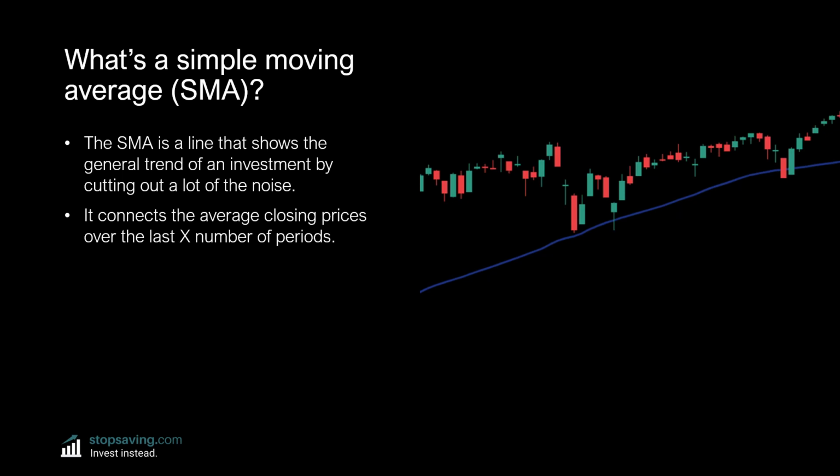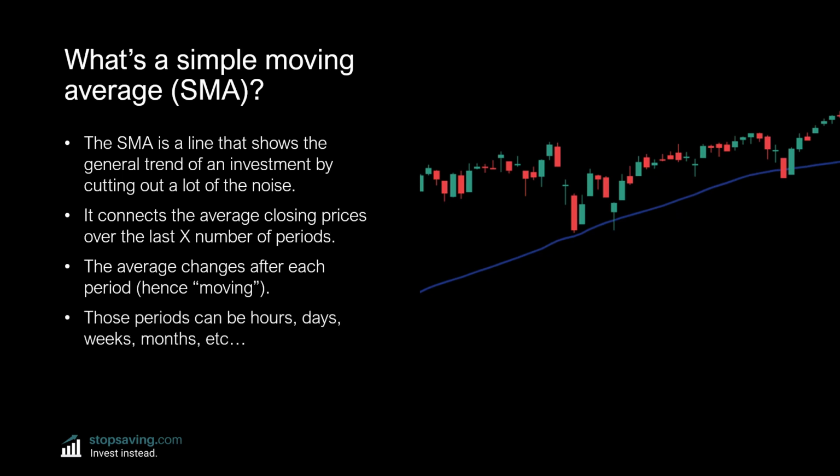For example, the 50-day simple moving average will update each day to reflect the average closing price over the past 50 days. That means it will change tomorrow, but only slightly. So even though the price might move a lot in one day, since we're talking about an average of 50 days, the SMA won't move that much. In other words, it smooths out the volatility to get a general direction of the trend. Of course, you can have moving averages based on hours, days, weeks, or even months if you like.